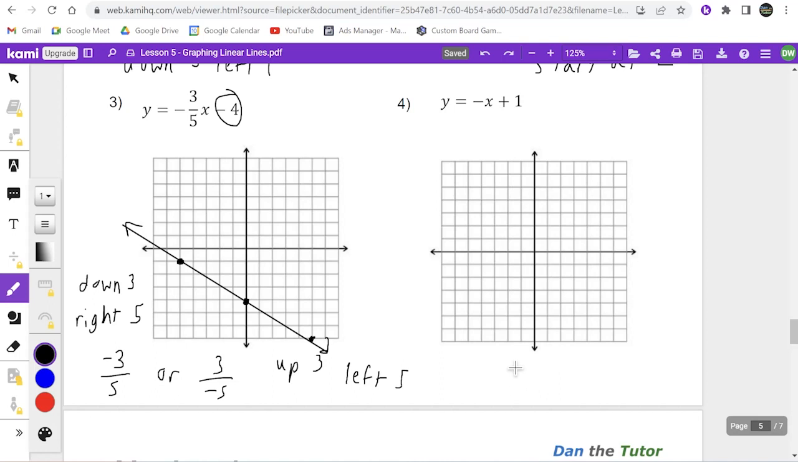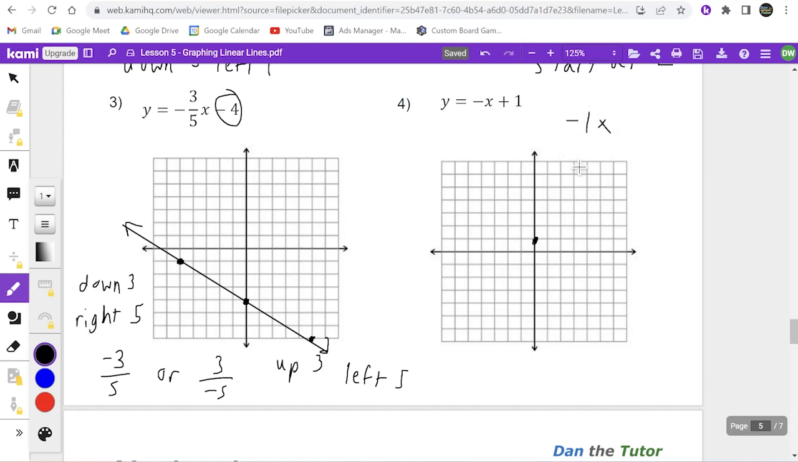Okay, so number 4, we have y equals -x plus 1. Again, try it on your own. This one's much easier than the last one. So now, let's see how to do it. We're going to start at +1 right here, and then it's going to be -x, remember, is technically a -1x.